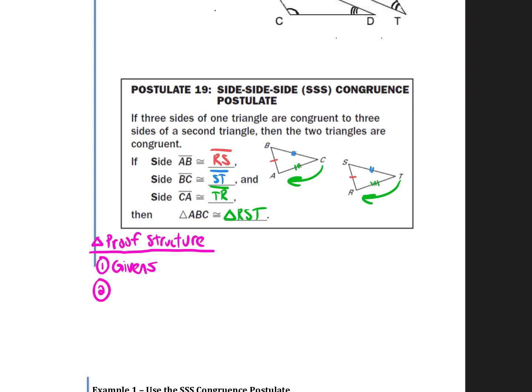Step 2, kind of the same thing. We're going to do definition of midpoint or angle bisector. Okay, definition of midpoint or angle bisector. Step 3 is going to be reflexive sides or vertical angles.